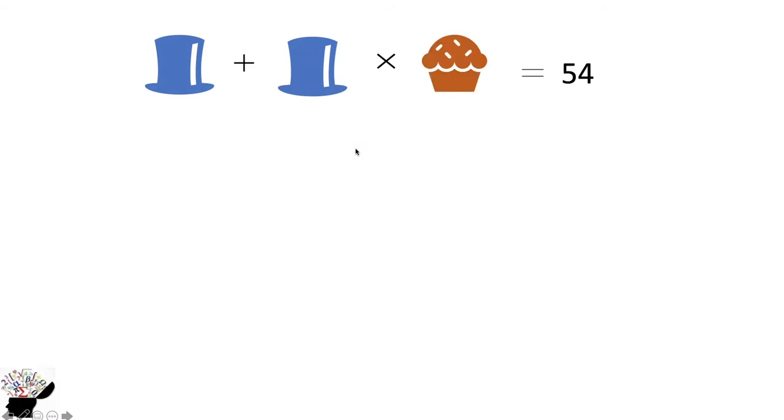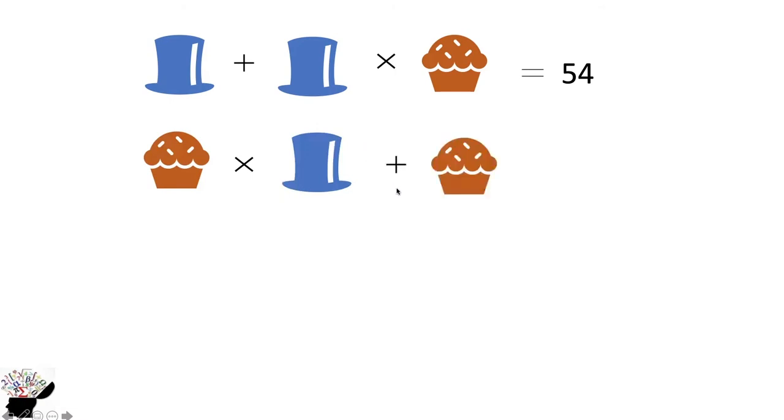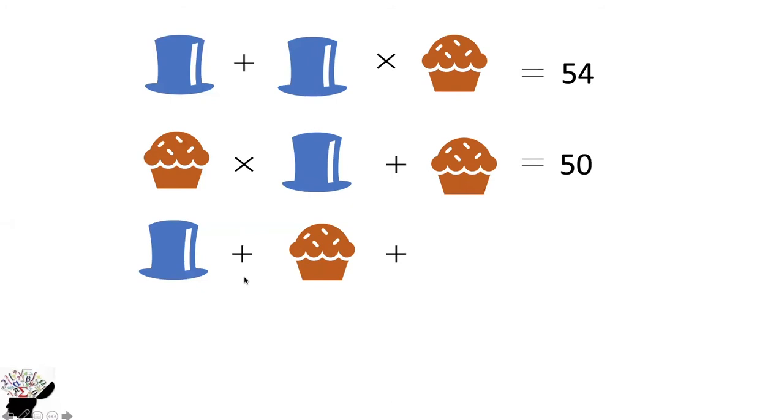Let us consider this question. So we have a heart added to a heart again, multiplied by a cake is equal to 54. And also we have a cake multiplied by a heart added to another cake is equal to 50. We are supposed to find a heart added to a cake added to a heart.